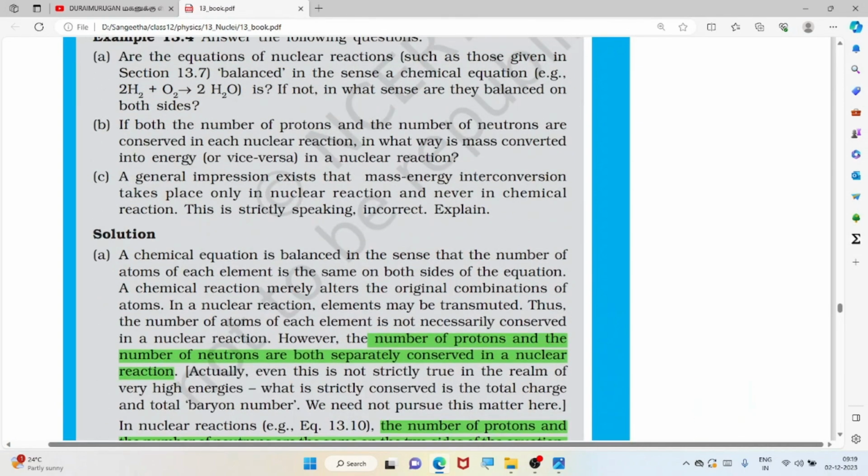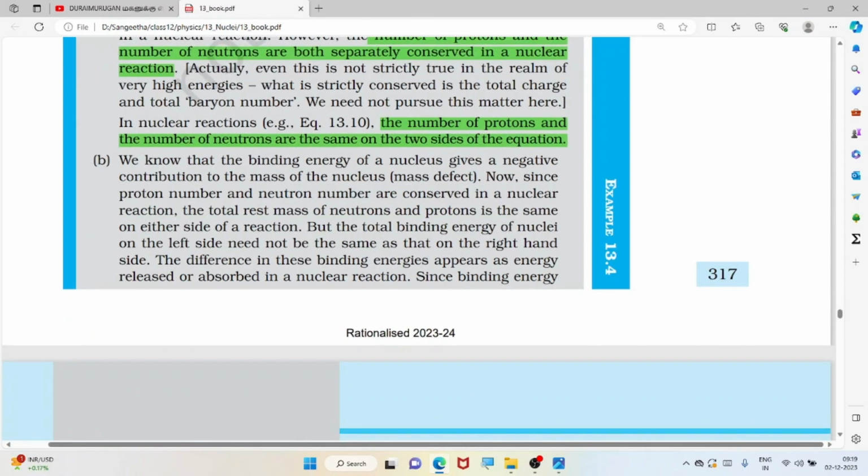I already showed you. If both the number of protons and the number of neutrons are conserved in each nuclear reaction, in what way is mass converted into energy or vice versa in a nuclear reaction? How does energy arise in the nuclear reaction? We know that the binding energy of the nucleus gives a negative contribution to the mass of the nucleus, the mass defect.